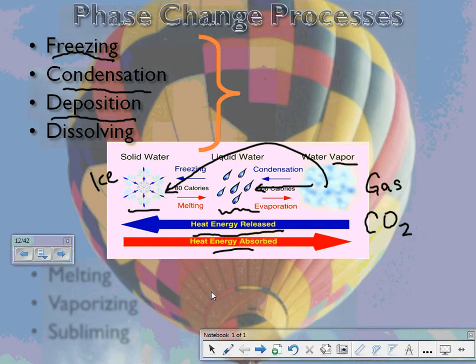And dissolving is not really a phase change. Have you ever made Kool-Aid at your house? Oh, yes. I love Kool-Aid. Especially tropical punch. That's my favorite. I haven't tried that one yet. It's a good one. So dissolving means we're going to stir it into the water, and all the solid particles get mixed in so much that we can't see them anymore.